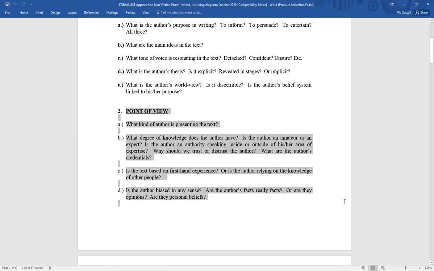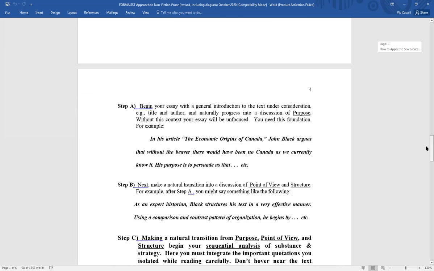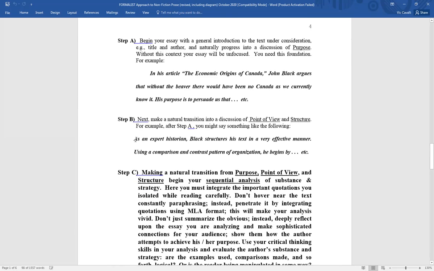And what do we boil it down to? We boil it down to 4 words. And here's the 4 words right here. Here's the 4 words right here. As an expert historian. All of those thought starters for point of view. The bottom line, boiling it down to its essence, as an expert historian. The second thing is structure. So here we go. As an expert historian, Black structures his text in a very effective manner.